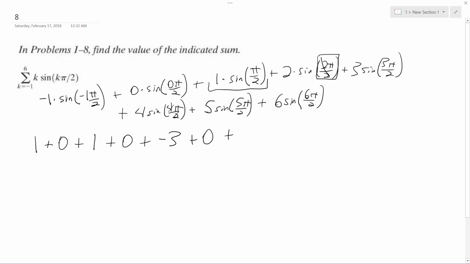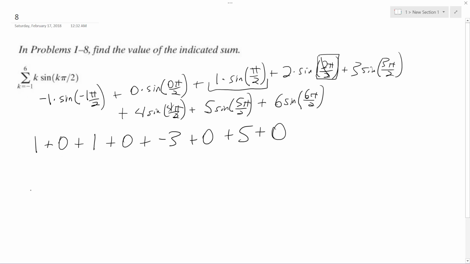Plus 5 times sine of 5π/2. This is coterminal to π/2, which is equal to 1, times 5. We get 5. Plus sine of 6π/2, which is the same thing as just 3π. It's just equal to π, and coterminal to π anyway. And the sine of π is 0, times 6. 0 times 6 is 0.